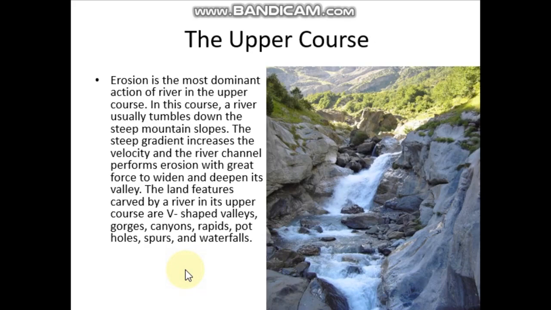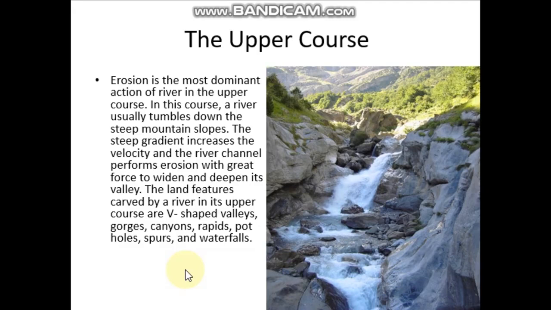The upper course. From this picture itself you can understand where the river originates. Mostly the river originates in the upper course, like mountains or hills. And how is the water moving? It is moving very fast, and also on steep mountain slopes. So if it moves very fast, it will erode, and more rocks are disintegrated. So erosion is the most dominant action of the river in the upper course.